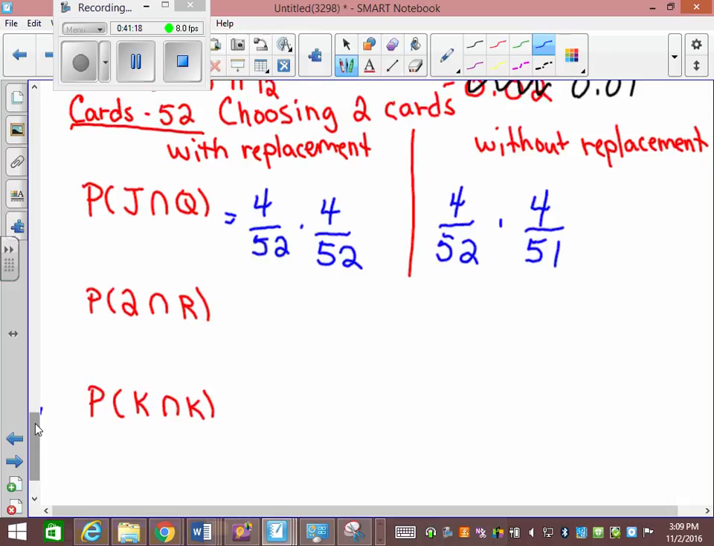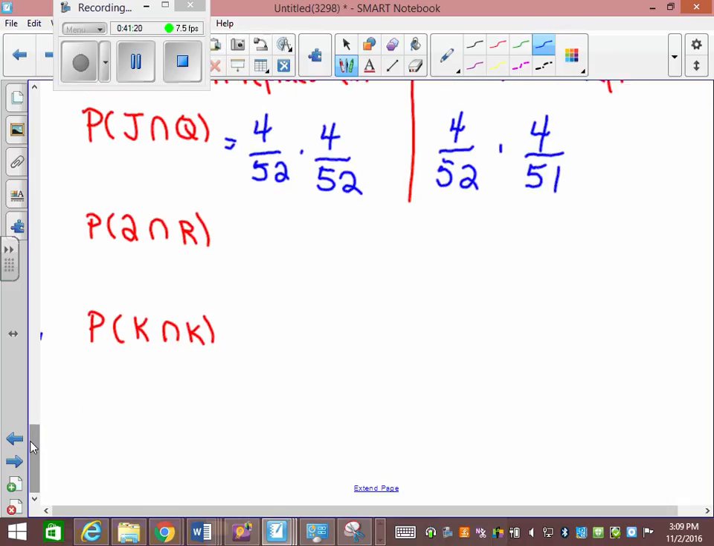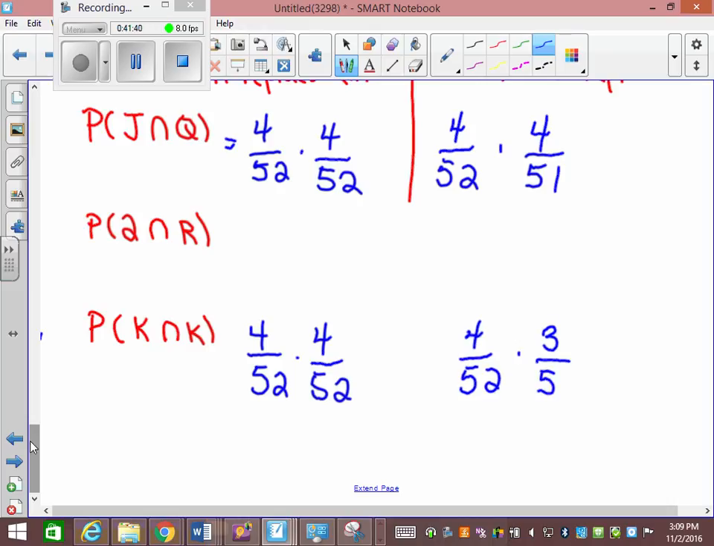Okay? So King and a King. With replacement, it's going to be 4 out of 52, and then 4 out of 52, because it doesn't affect it. It's going to be the same probability, because I take out a king, put it back, take out another king, right? Same equal chances. But without replacement, it's 4 out of 52 the first time, but now I'm holding a king in my hand. So it's going to be 3, because I have a king in my hand, and 51, because I have a king in my hand.